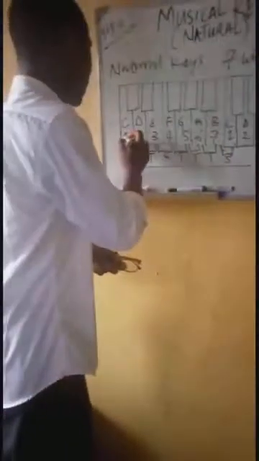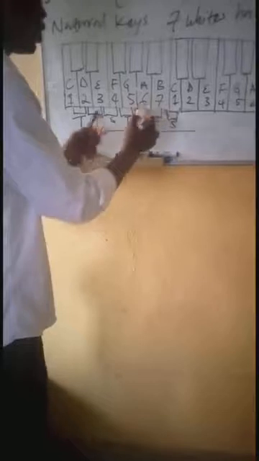So by this explanation, from C to D is a tone, from D to E is a tone, from E to F is a semitone, from F to G is a tone, from G to A is a tone, A to B is a tone, and from B to C is a semitone.